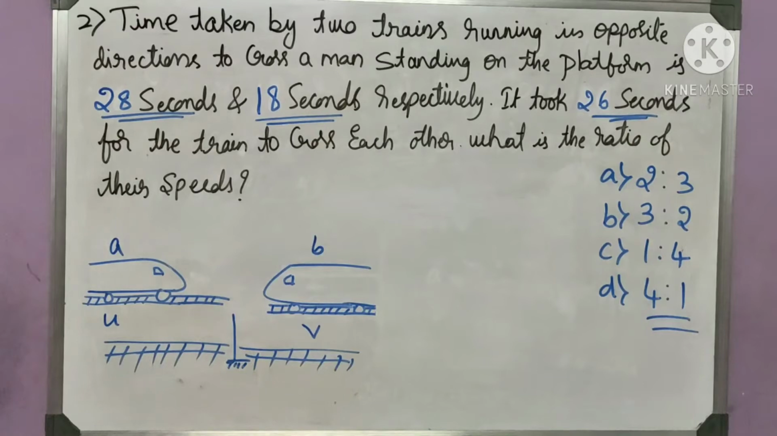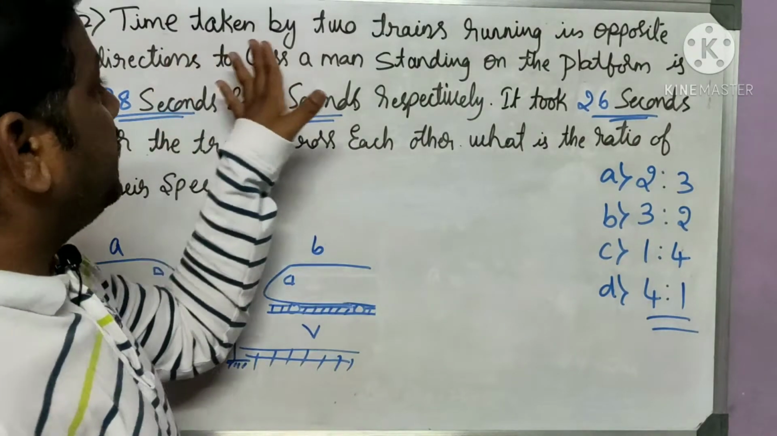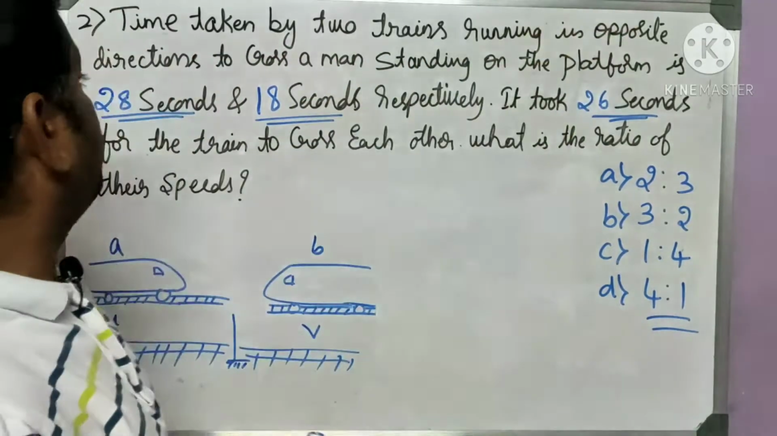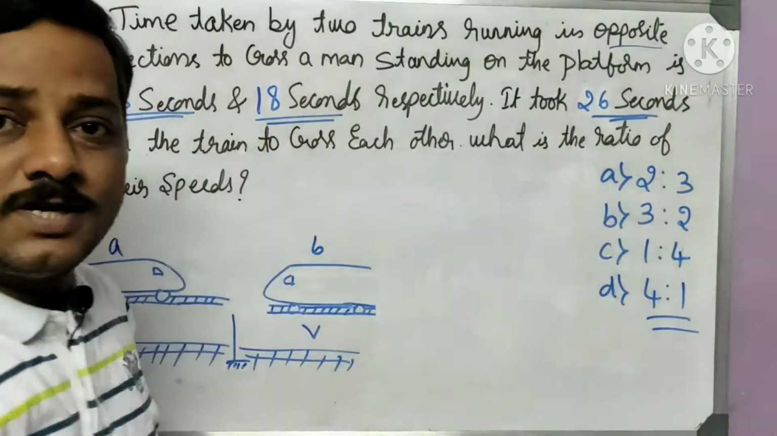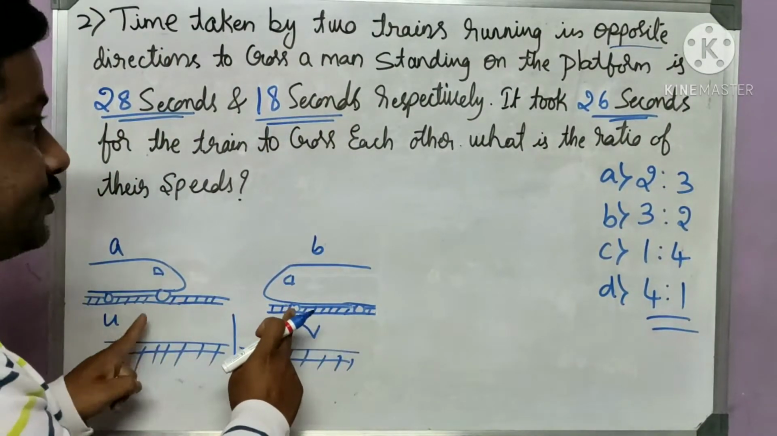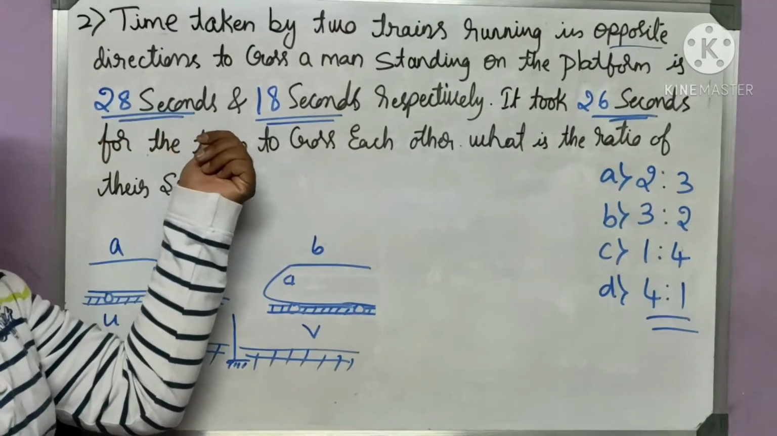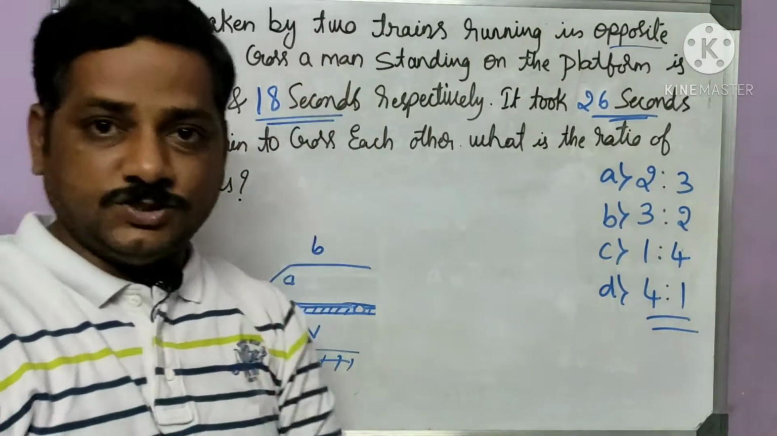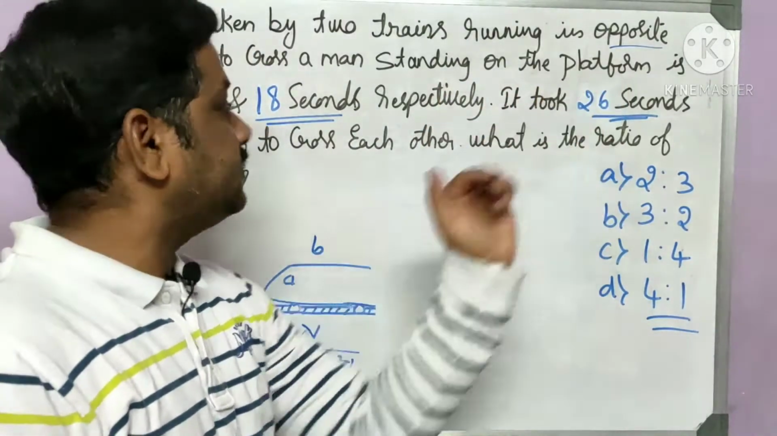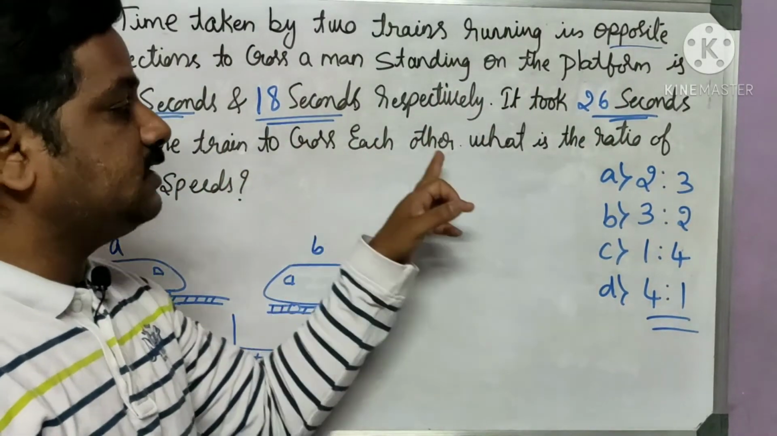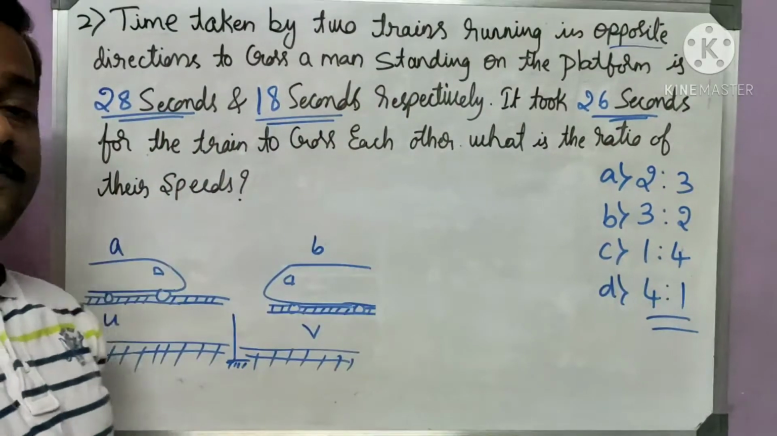So here is question number 2. The time taken by 2 trains running in opposite direction, both are running in opposite direction, that's what I have drawn here, to cross a man standing on the platform is 28 seconds and 18 seconds respectively. It took 26 seconds for the trains to cross each other. What is the ratio of their speeds?